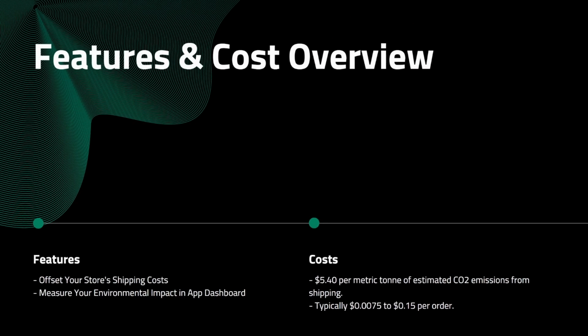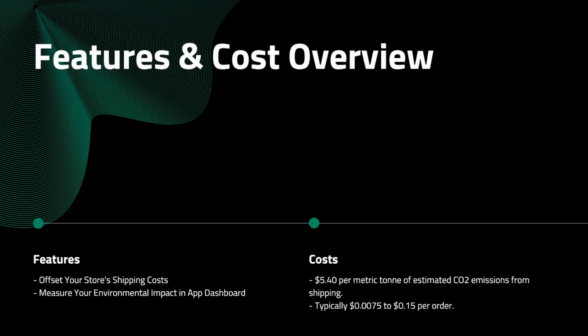So, features and costs. Essentially what this app is going to do is, each month, it's going to take a look at all the orders on your store and calculate their estimated CO2 emissions. The way that it does that is it looks at the weight of each order, and it looks at the distance that order traveled. And from that, it'll total that up, apply whatever formula they have for this, and total up all your orders. And from the money that Shopify is paying you in that month, it will deduct that money to cover that cost.